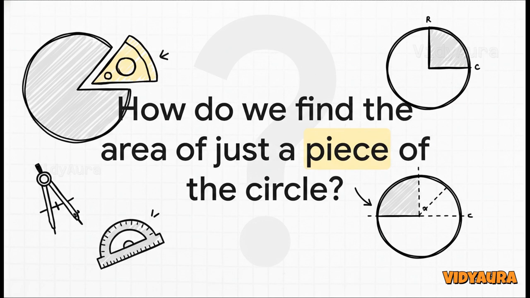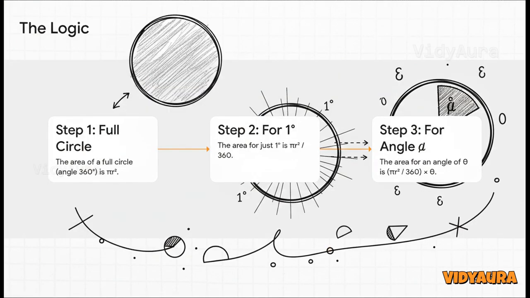It's actually pretty cool. Now, this is a common tricky point, so let's walk through this carefully. It's all about logic. We know a full circle has 360 degrees, and its area is pi r squared. So if we want the area of a tiny sliver that's just 1 degree wide, what do we do? We just divide the total area by 360. Then, to find the area for whatever angle our sector has, let's call it theta, we just multiply that 1 degree area by our angle, theta. See? It's not magic, it just makes sense.